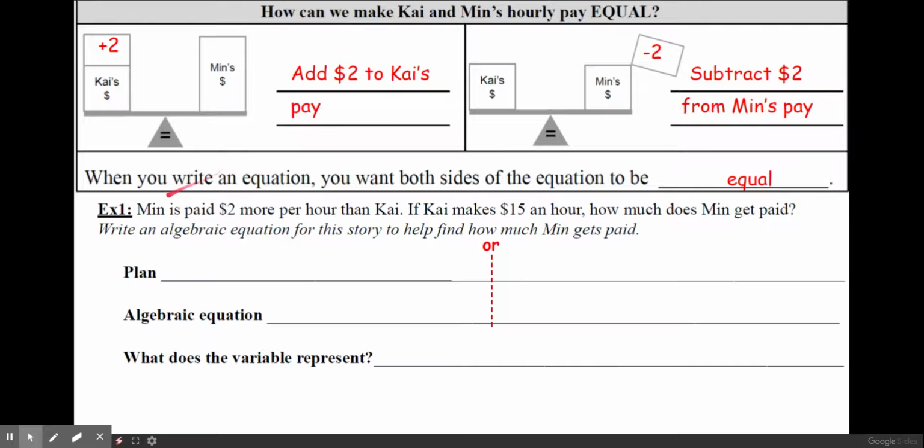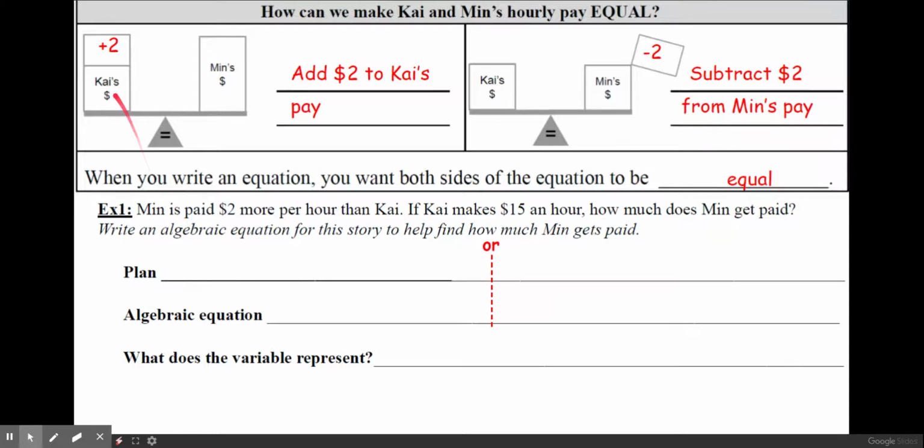All right, let's continue. Min is paid $2 more per hour than Kai. Well, we already knew that. If Kai makes $15 an hour, how much does Min get paid? Now we know how much Kai gets paid. And I know many of you are thinking, I already know the answer, so what's the point? Well, we want to write an algebraic expression for this story because that's the purpose of today's lesson. So write an algebraic equation for this story to help find out how much Min gets paid. So what is the plan?